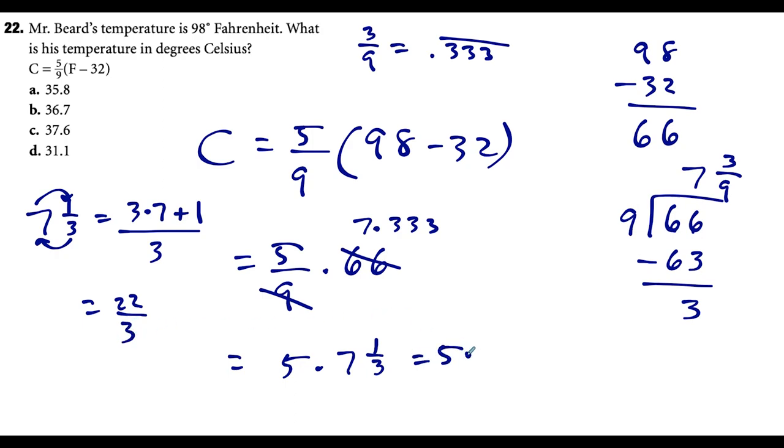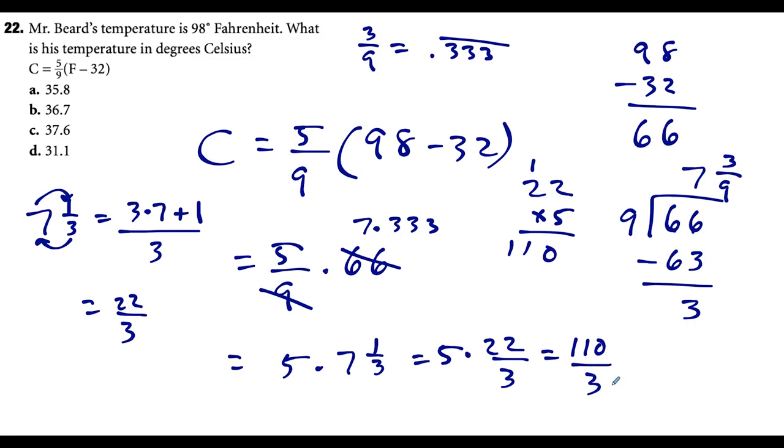So from here, I have 5 times 22 divided by 3. And then 5 times 22, I'll just do that on the side. This is going to give us 10, carry the 1, 10 plus 1 is 11. So this is 110 divided by 3. And I could do another long division, or I could say 3 goes into 11 3 times with the remainder of 2. 3 goes into 20 6 times with the remainder of 2. So I'm left with 2/3 remainder, and 2/3 is just a bunch of 6s repeating. So I get 36.666666, which rounds to 36.7, which is choice B.